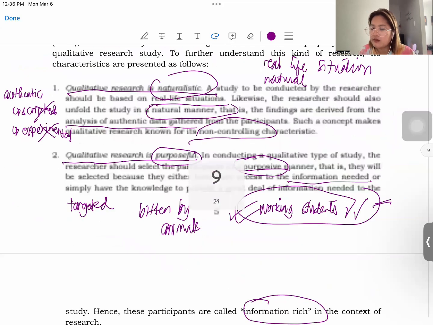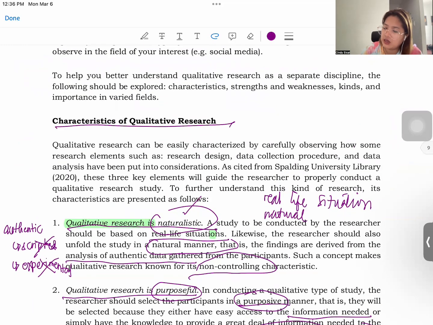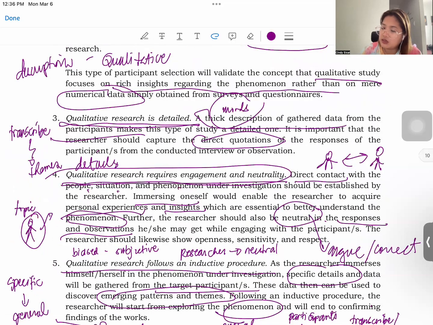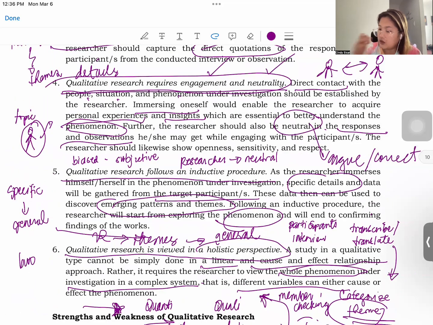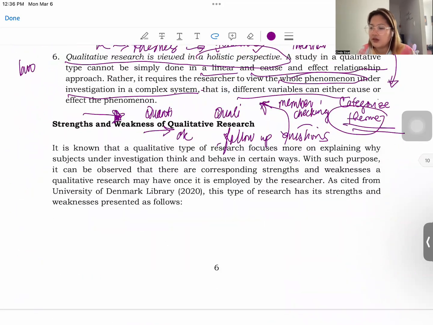Okay? So, that's it for the characteristics. Naturalistic, purposeful, detailed, engagement and neutrality, and then inductive procedure, lastly, holistic perspective. Okay? So, ayan. Moving on.